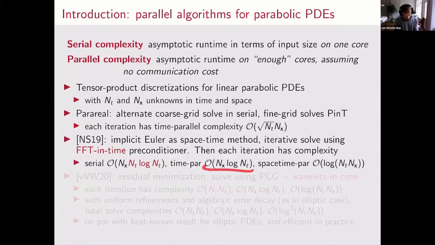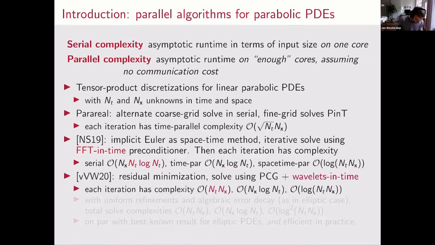And then these two complexities. So logarithmic complexity if you look at parallel in space and time. So our idea was to, well, it was more than that, but essentially swap out the FFT for a wavelet transform, because we know that the wavelet transform can be done at linear cost, right? So every iteration of our algorithm in serial has a linear cost, and in parallel has a logarithmic cost.